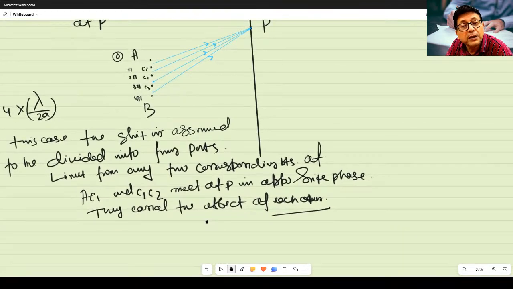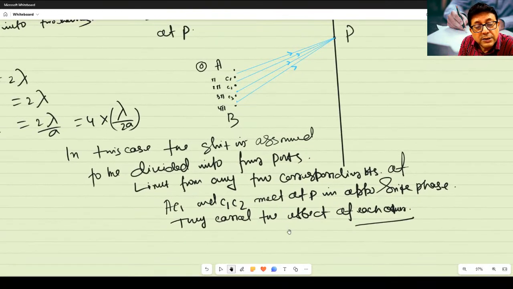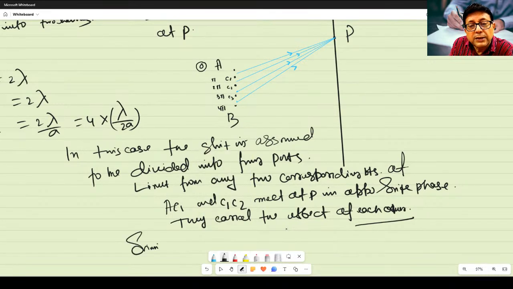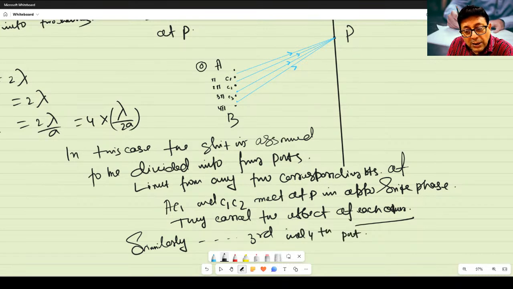What will happen for the other 2 parts? Similarly, it will continue. About the 3rd and 4th part, light from any two corresponding points of the third and fourth part will meet at the point P in opposite phase to cancel their effect, and we get a minimum over there. This is the concept. Okay.